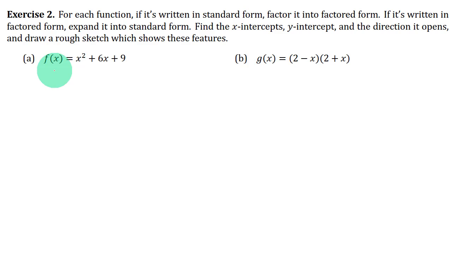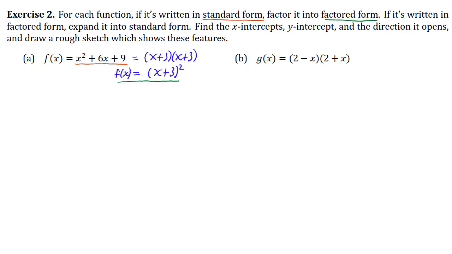All right, so let's look at this first one for f of x equals x squared plus 6x plus 9. This is in standard form, so we want to turn it into factored form. To factor this, we could write it as x plus 3 times x plus 3, also known as x plus 3 squared. So this would be factored form.